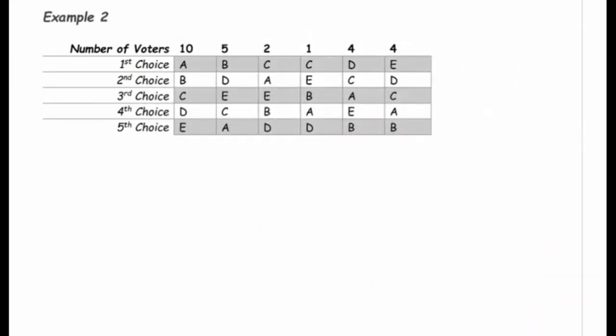To determine who the winner of this election would be. So here is our preference schedule. The first thing that we need to do is determine the total number of voters. And the total number of voters is 10 plus 5 plus 2 plus 1 plus 4 plus 4. And so we can see that we have 26 voters.